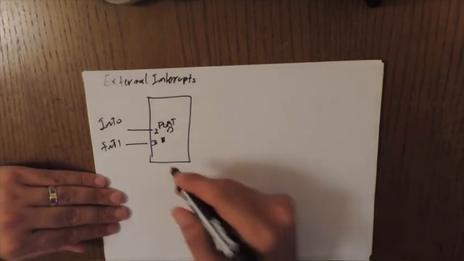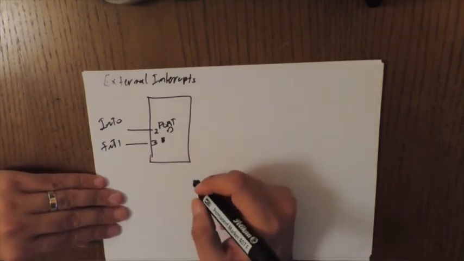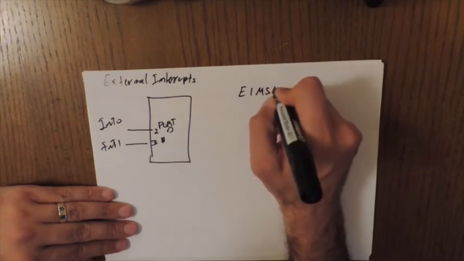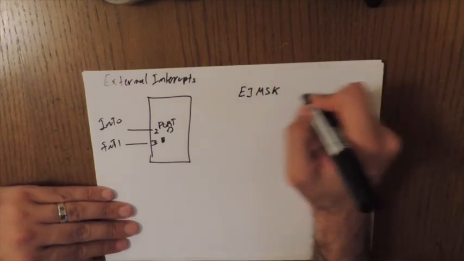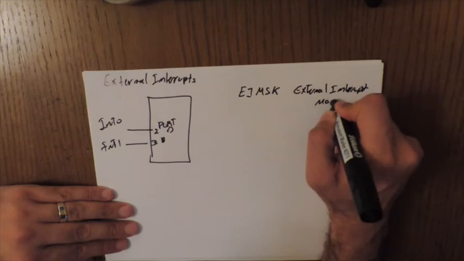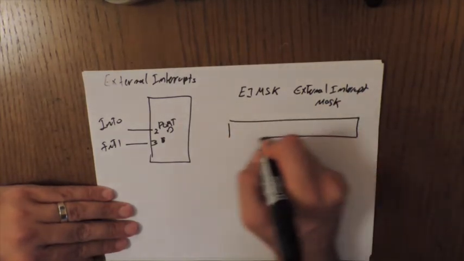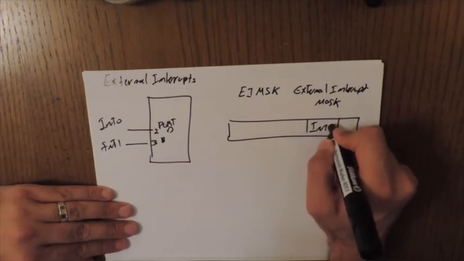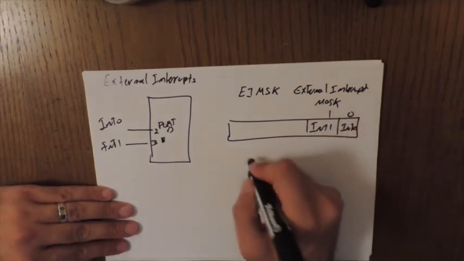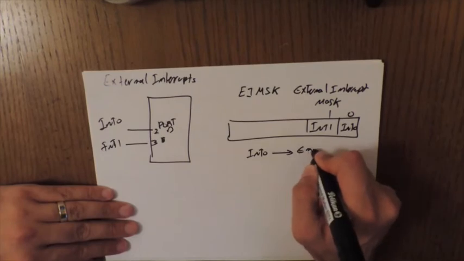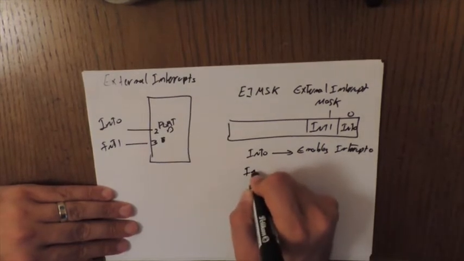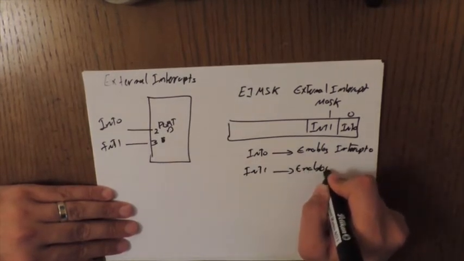So as with the timer, I have a local enabler, and this local enabler is found in EIMSK, okay, which is called external interrupt mask. Now, this register has two bits of interest to me, INT1 and INT0. These are the enablers. So INT0 enables interrupt 0 and INT1 enables interrupt 1.